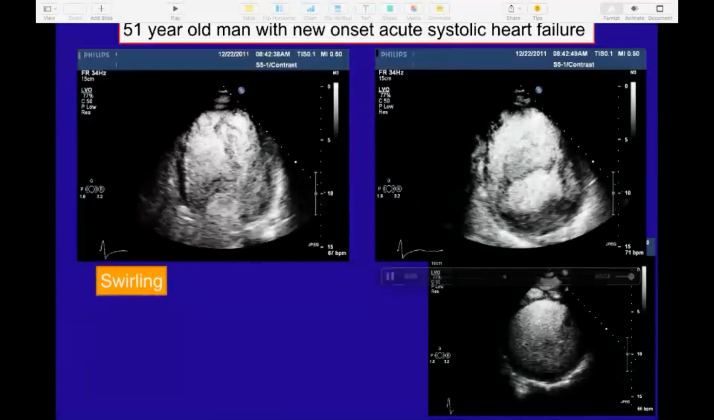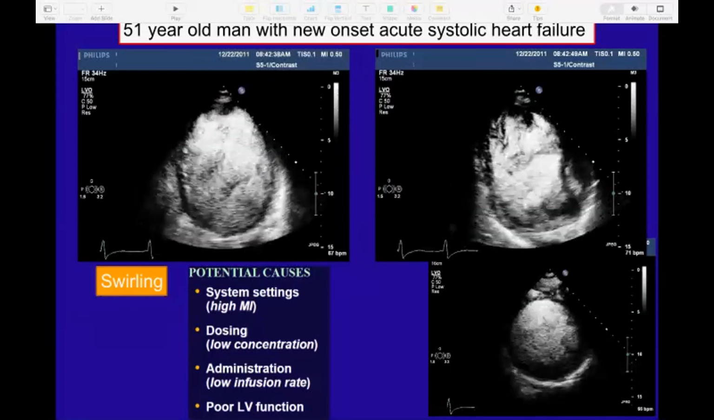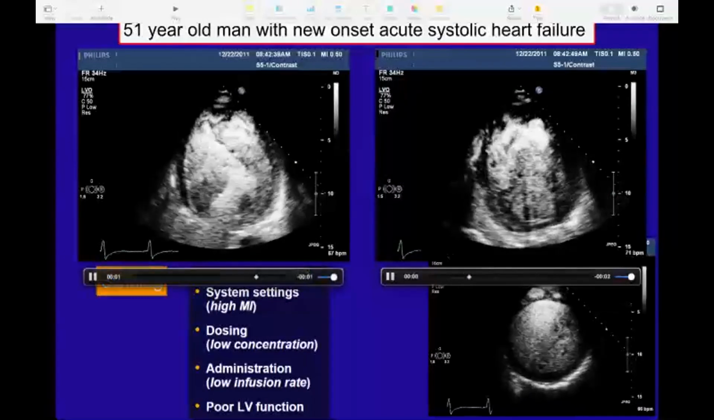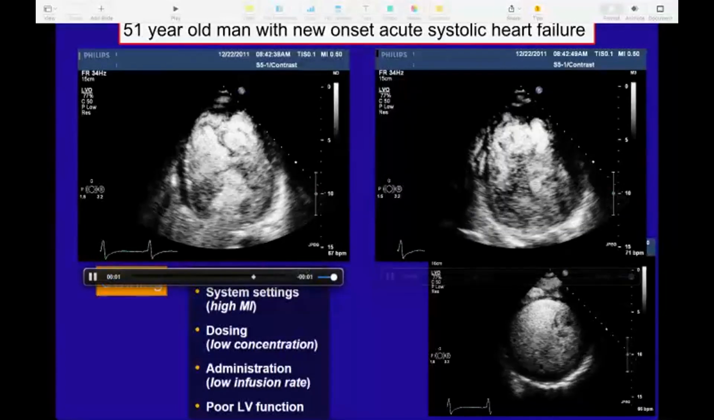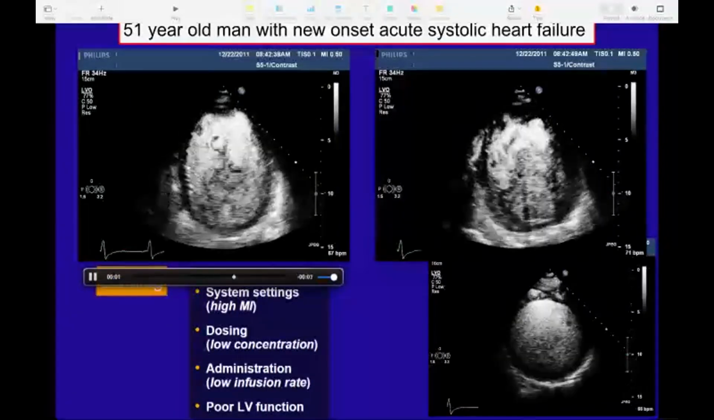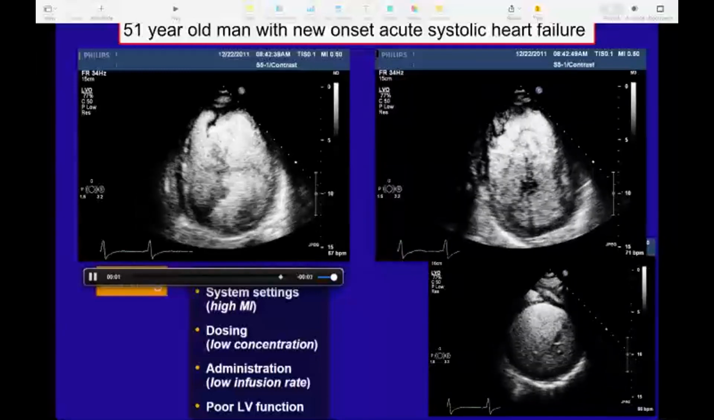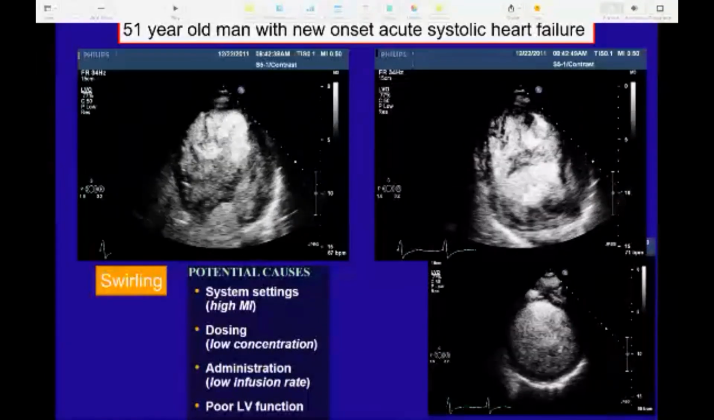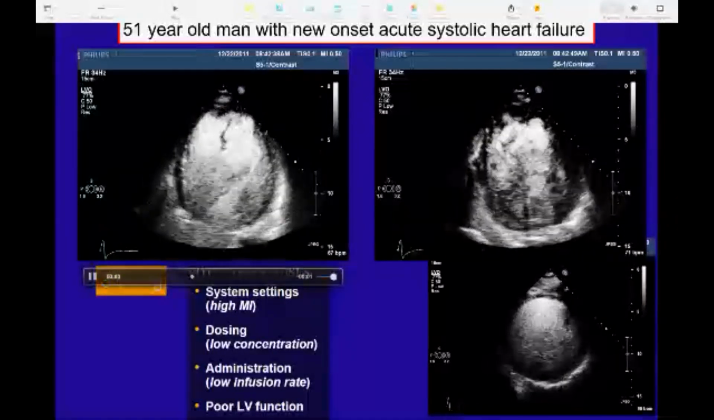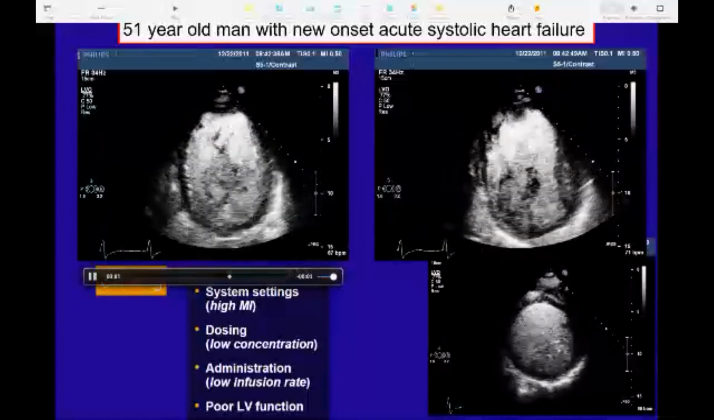And this can be due to various reasons. System settings, we talked about high mechanical index here. You can definitely lower it, but it's pretty decent. Or the dosing is low, we talked about it, but it looks like the dosing is fairly accurate because you can see that the right ventricle is opacifying very well. Or your administration was low, but this is actually a bolus, it was not an infusion. And finally, poor LV function, which is most likely the reason why there is a struggle to actually fully opacify the left ventricle.